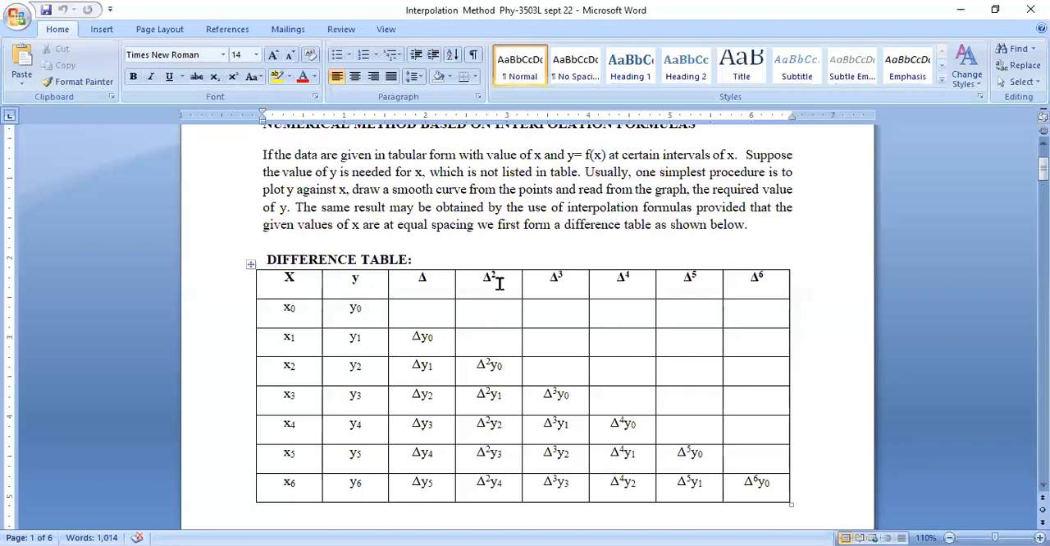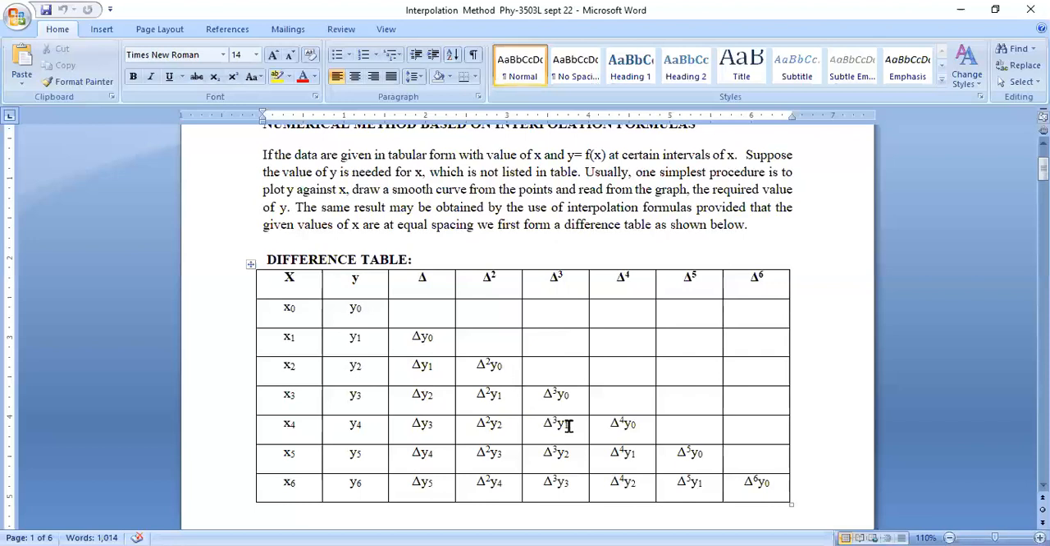Then you have to find the second order difference. The second order difference is del square y0, where del square y0 is del y1 minus del y0. Del square y1 is del y2 minus del y1. Similarly, del square y2 is del y3 minus del y2, and so on. Similarly, you can find the third order difference, del cube y0. So del cube y0 is del square y1 minus del square y0.